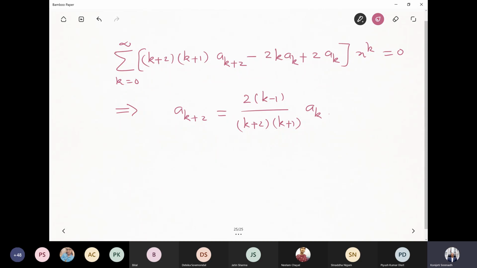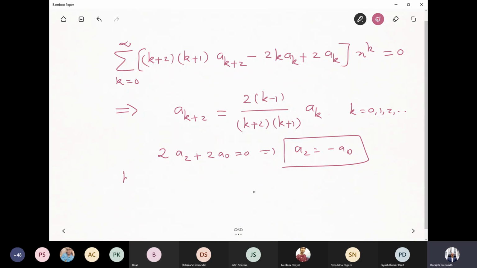So we can take now k equals 0. This is true for k equals 0, 1, 2. So take k equals 0. I get 2 times a2 plus 2 times a0 is 0. So this implies that a2 is equal to minus a0. Okay, so take the other equation, that is k equals 1.